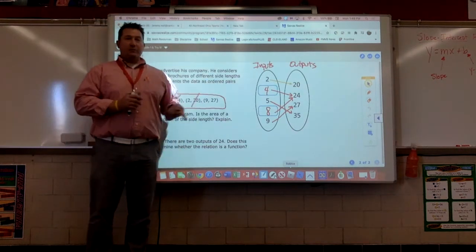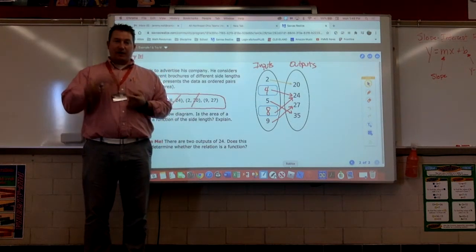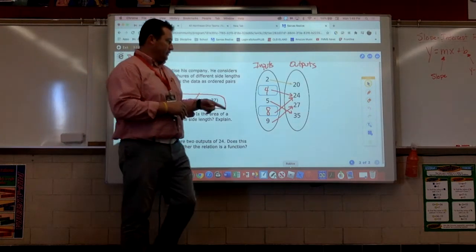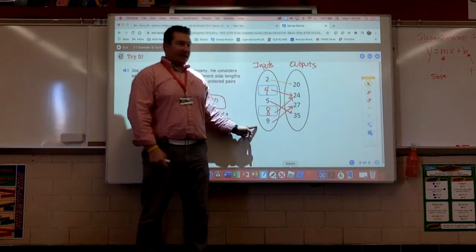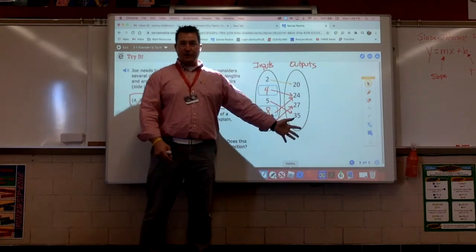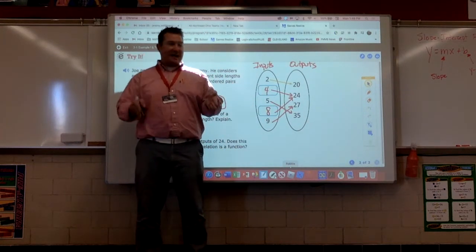Look closely at your inputs. Does each input have exactly one output? The answer to that question is yes, right? None of these numbers are the same. So as long as they're going to a number, it doesn't really matter. They will have exactly one output.